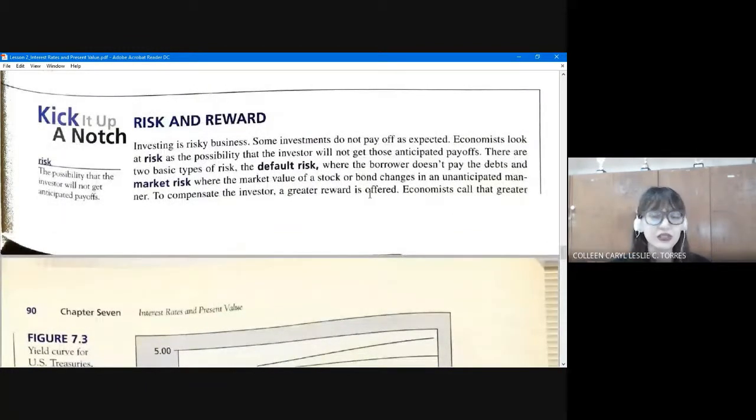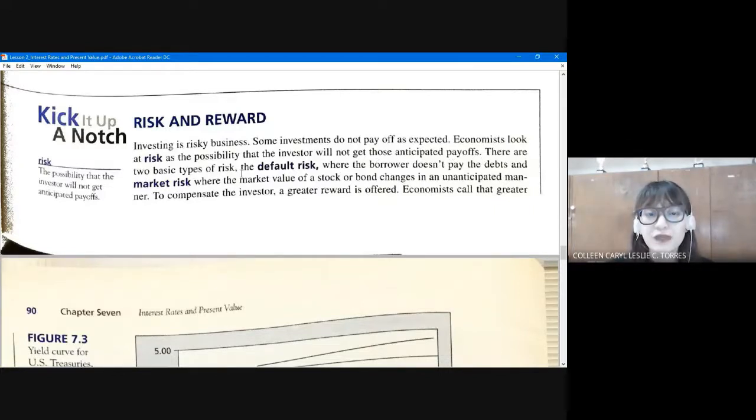So investing is a risky business. This lesson actually talks more about investment and how much your money would grow throughout time. Investing is risky business. Some investments do not pay off as expected. Economists look at risk, at the possibility that the investor will not get those anticipated payoffs.